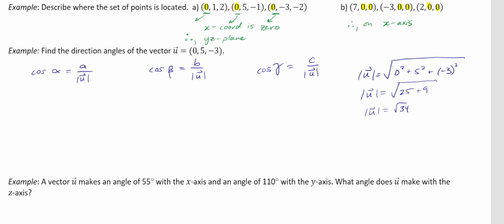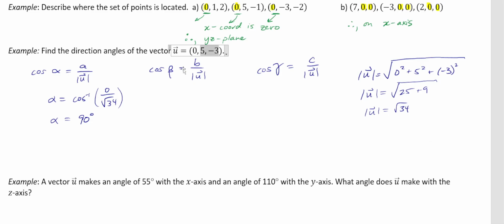So let's start with the cosine of alpha. Alpha is equal to the cosine inverse of 0 over root 34. As you can see here, I'm trying to isolate alpha, so I take the inverse cosine of both sides. That eliminates my cosine there, and I have this right here. So alpha is 90 degrees. This makes sense because the vector is on the YZ plane, and if the vector is on the YZ plane, that means it's going to be 90 degrees from the x-axis.